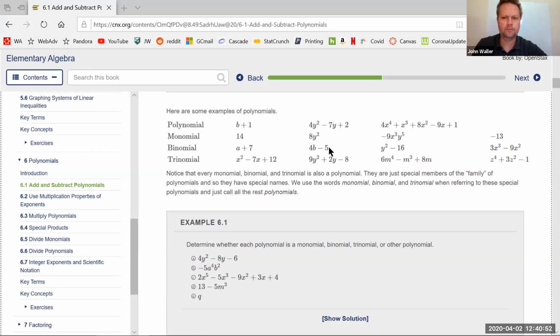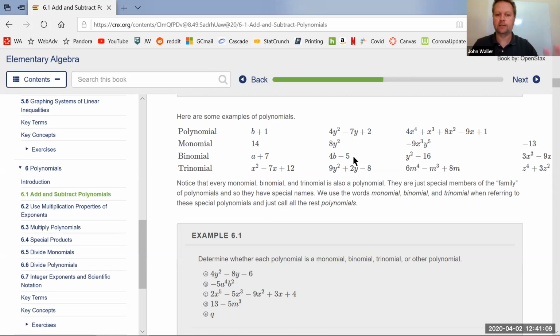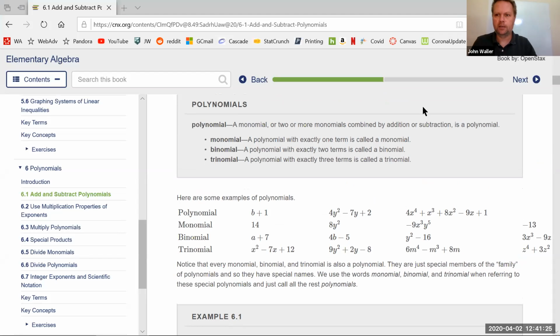So here are some examples down here. Obviously, this 8y squared is a monomial. It's got 1 term. Right below it, 4b minus 5 is a binomial. It's got 2 terms. We doing okay? Right below that, a trinomial has 3 terms. It's unbelievable. It's that simple. It gets a little bit stranger over here, for example.